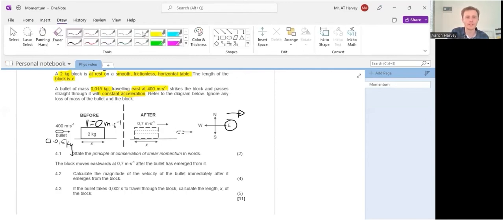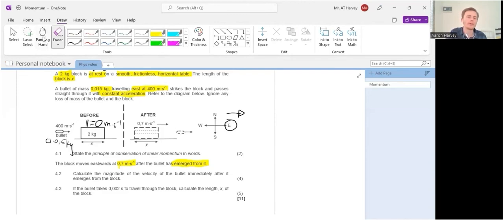Then we move on to the next part of the question, and they give us more information. The block moves eastwards at 0.7 meters per second after the bullet has emerged from it. So what are they saying here? They're saying that after the bullet has hit the block and left, the block is now moving at a velocity of 0.7 meters per second eastward.